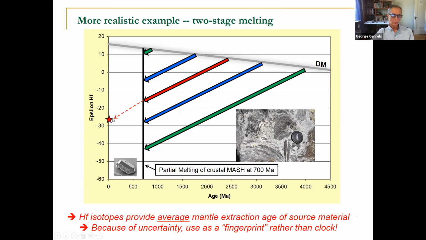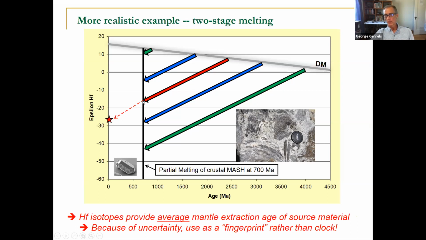What we can do is correct back to the crystallization age, just using the lutetium hafnium isotope ratio in that zircon. You can correct back to here. But there's no way that you could correct back farther than that because the zircon didn't exist before 700 million years ago. So there's lots of different ways that we could get to this point right here.